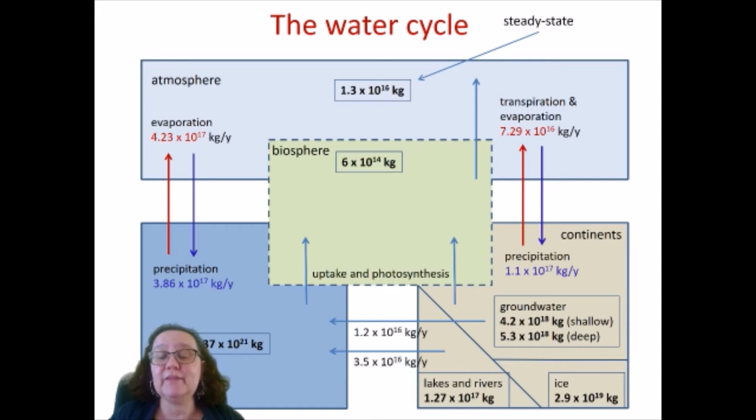So the total water resources stay the same. There's only a certain amount of water on Earth. Where it is at any given time is determined by this water cycle.